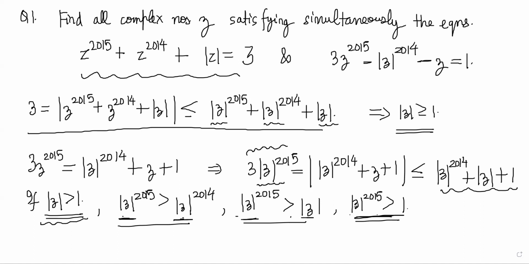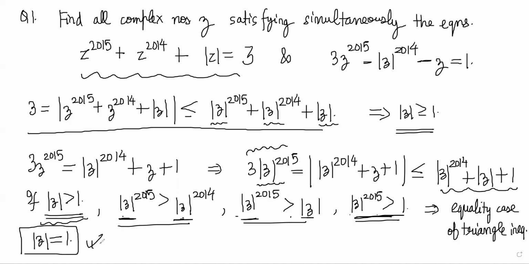But that is a contradiction. It cannot be greater than and less than or equal to. The only option is that it is equal. Both sides have to be equal to each other, and we have the equality case of the triangle inequality. And obviously mod z cannot be greater than 1. Mod z must be equal to 1, right? Mod z must be equal to 1, and in the equality case of the triangle inequality, I know that the ratio of the terms is a real number, right?